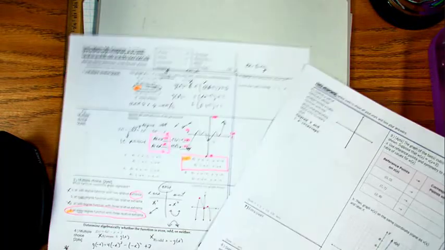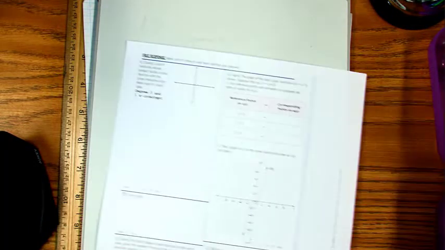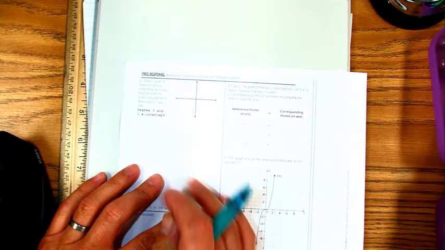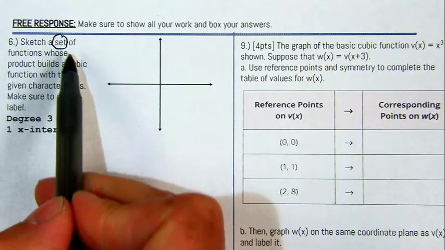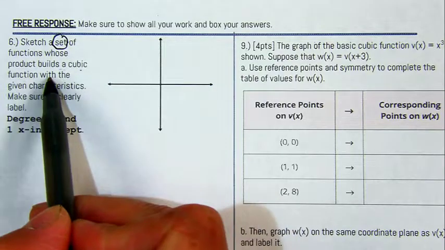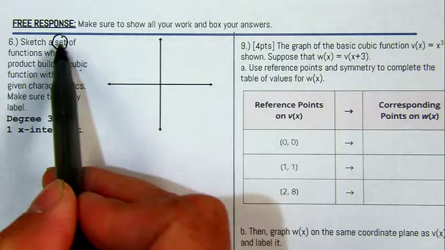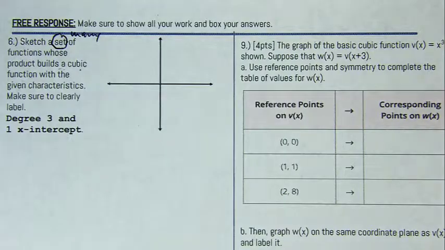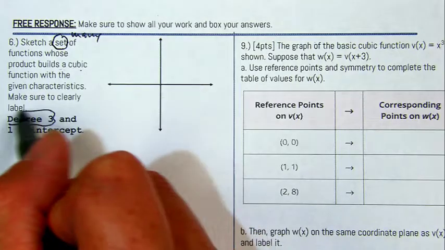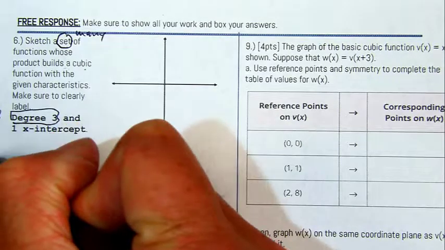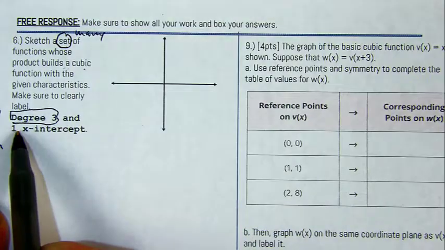Let's go to the back side. Alright, hopefully these questions are familiar because I just took them from your last quiz. Sketch a set of functions whose product builds a cubic function or a polynomial function with a given characteristic. So set means many, not one, many. So I have a degree 3. So again, this is odd. Looks like x to the first, starts down, ends up, and it has one x-intercept.